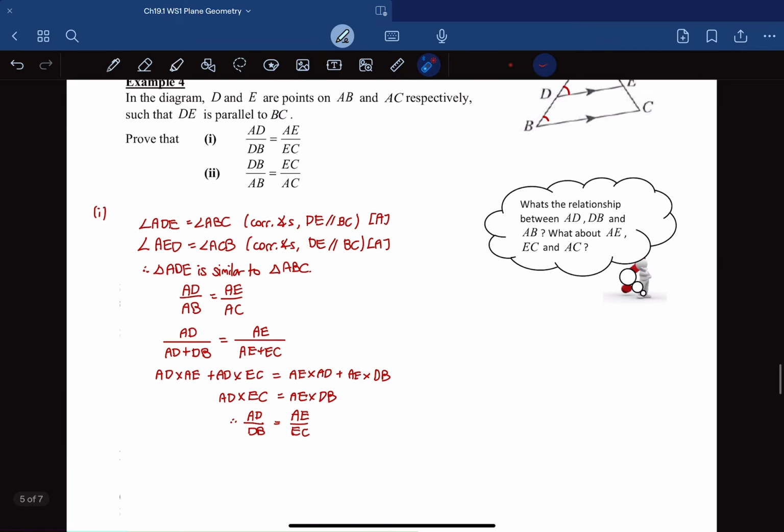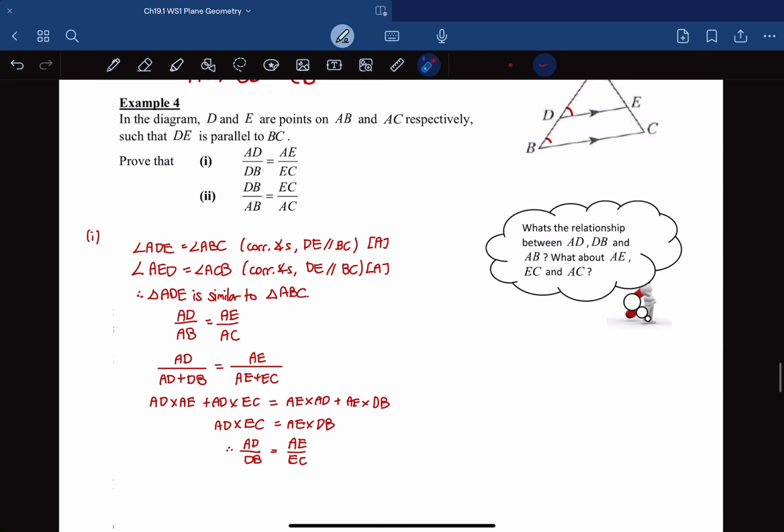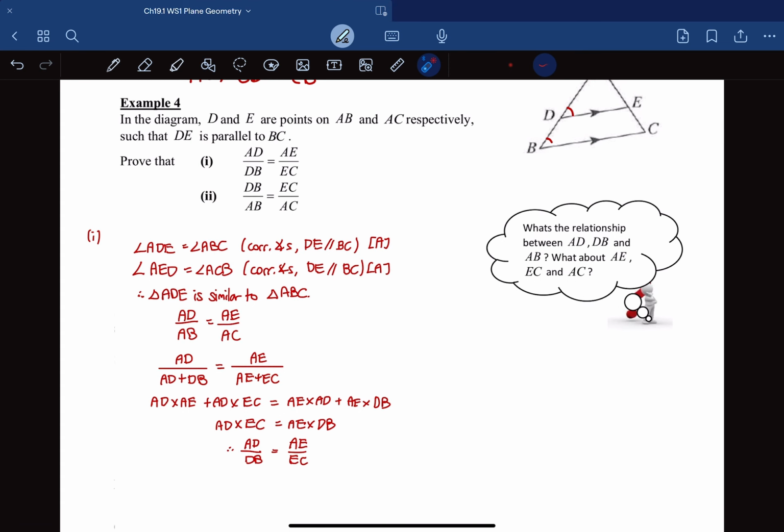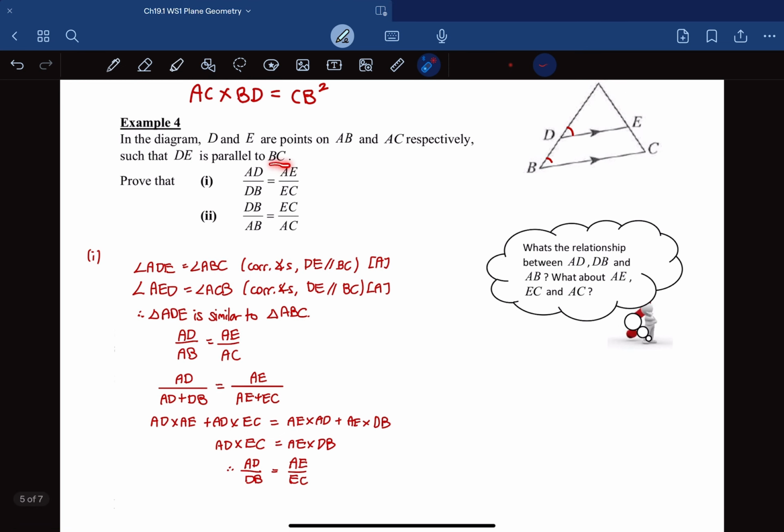Okay, so let's look back at example 4. We have proven part 1, to show this equation here using the similarity of triangles. So let's look at part 2. In part 2, we are supposed to prove this equation over here.